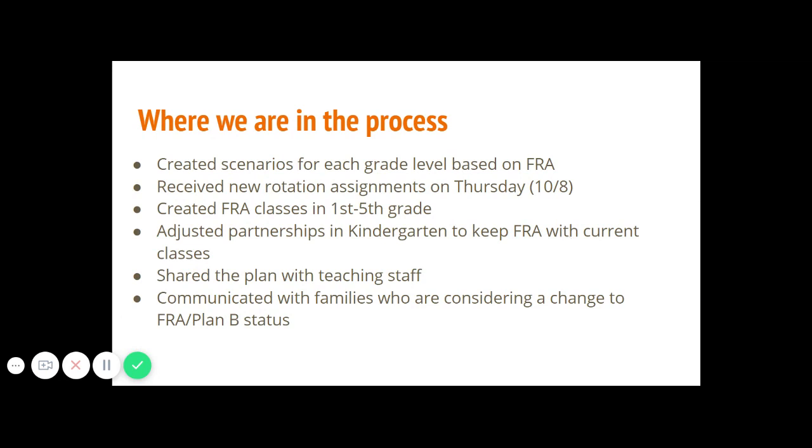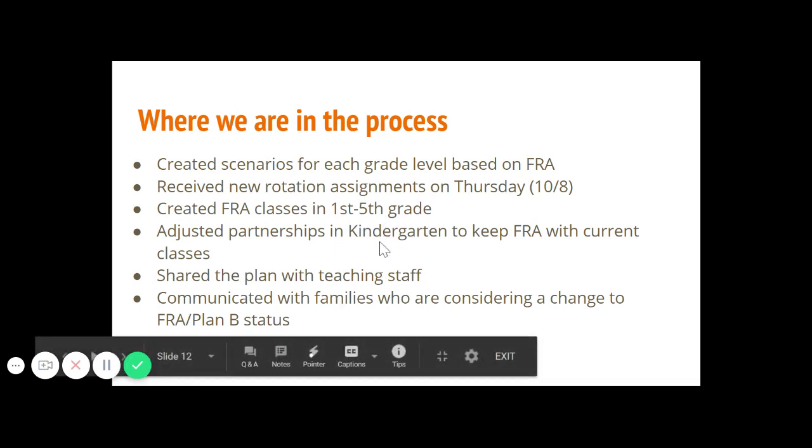So here's where we are in the process. We started after the board decision by creating scenarios for each grade level based on the number of Full Remote Academy students. We received the new rotation assignments for Group C last Thursday, and we've created Full Remote Academy classes in 1st through 5th grade. We have adjusted the partnerships in kindergarten to keep Full Remote Academy students with their current classes. We've shared the plan with our teaching staff, and we've begun communicating with families who've indicated that they are considering a change to full remote academy or Plan B status.